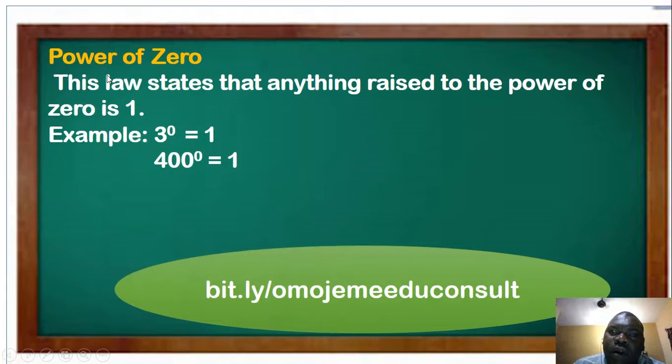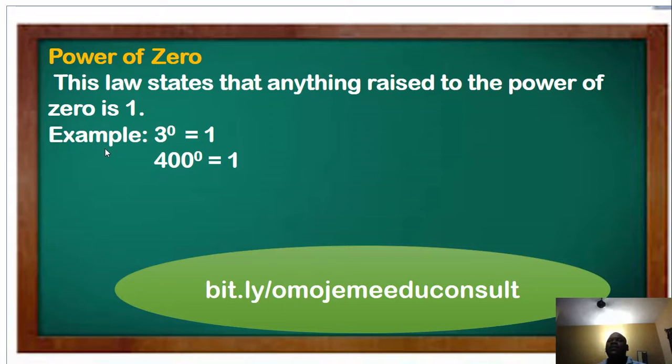We also have the power of 0. This law states that anything raised to power of 0 is 1, and this is a general law. It's a kind of common law in mathematics. So 3 raised to power 0 is equal to 1. 400 raised to power 0 is equal to 1. 1 million raised to power 0 is equal to 1.